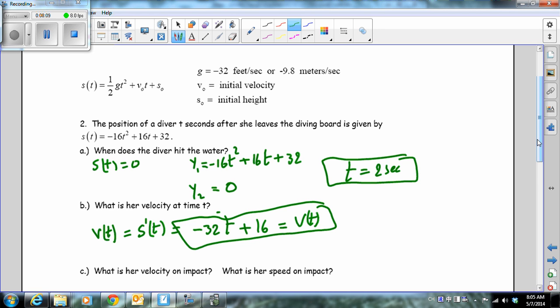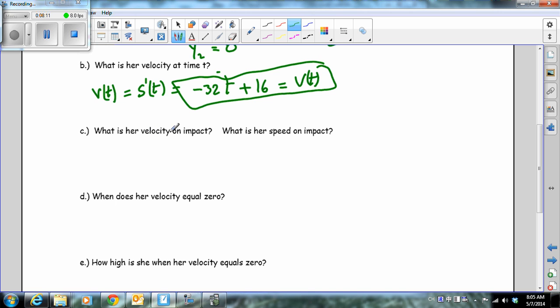The next question is, what is her velocity on impact? Now, velocity on impact means velocity on impact. This is instantaneous, by the way. So I will say negative 32t plus 16 is equal to 0. And if you solve this one, you will get t is equal to 0.5 seconds.